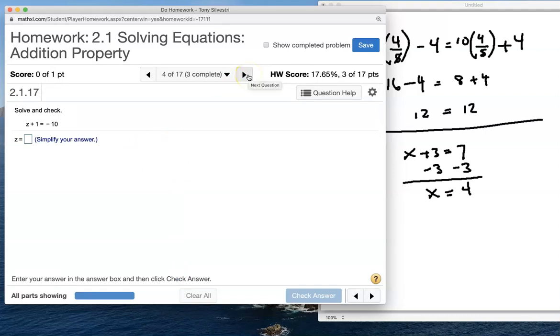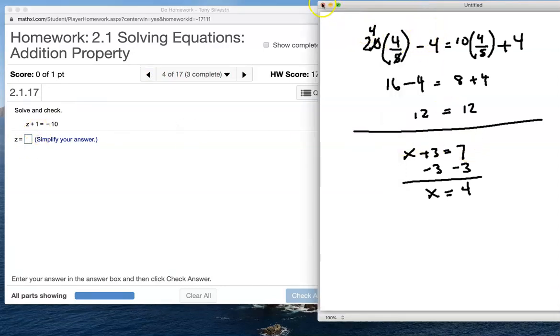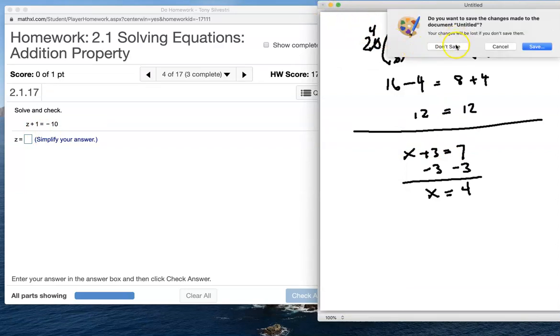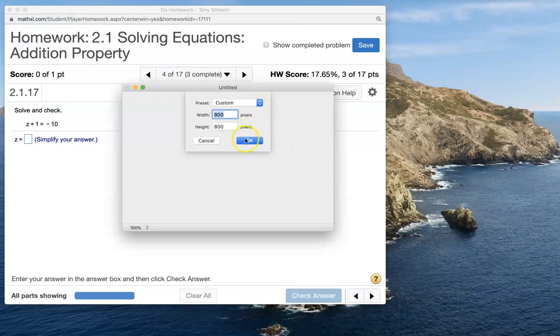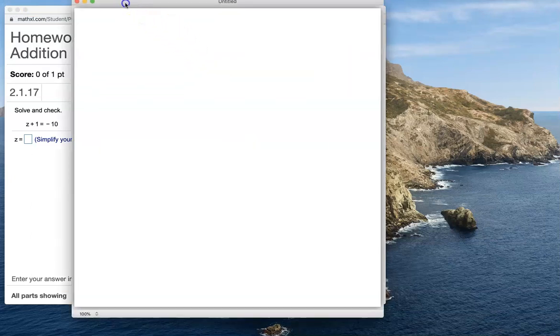I'm going to let you do this one. Oh, no, I'm not going to let you do that one. I'm going to come back here because I have to actually solve this, because that looked like the other problems. Let me clear this out. Don't save. And then say File, New, sheet of paper. Come here.